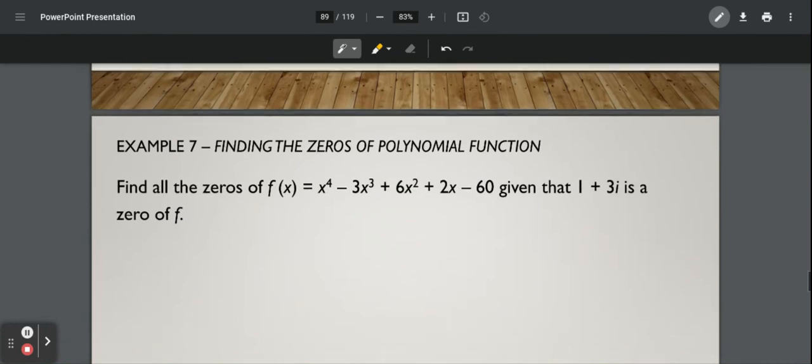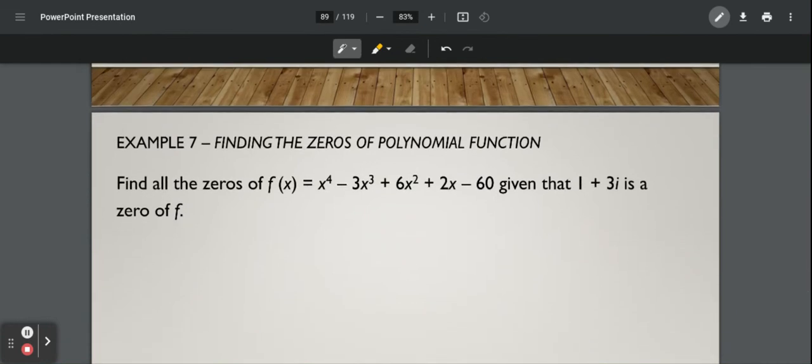So in example 7, we're going to find the zeros of the polynomial x to the 4th minus 3x cubed plus 6x squared plus 2x minus 60. So these have all real coefficients. And the only information is that x equals 1 plus 3i is a 0, which then means that if we have all real coefficients, the conjugate also has to be a 0.